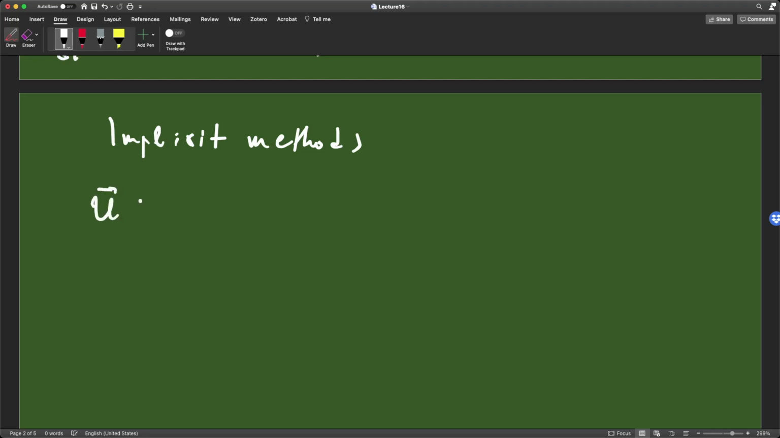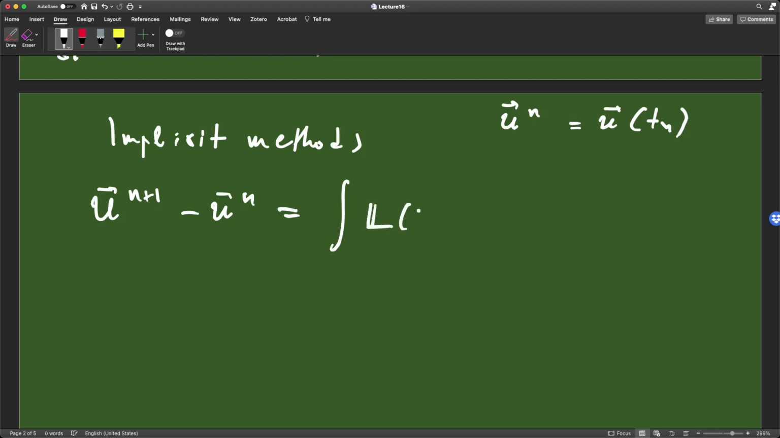So U at time n+1. By the way, Un stands for U at time Tn, and so on. So Un+1 minus Un is the integral of L of U of t dt from Tn to Tn+1.